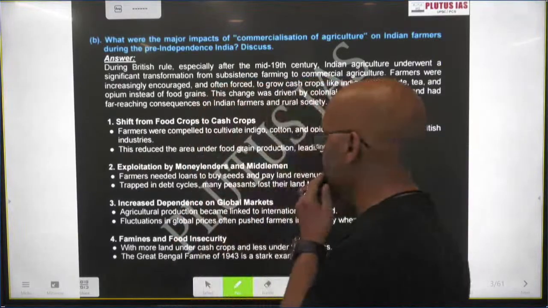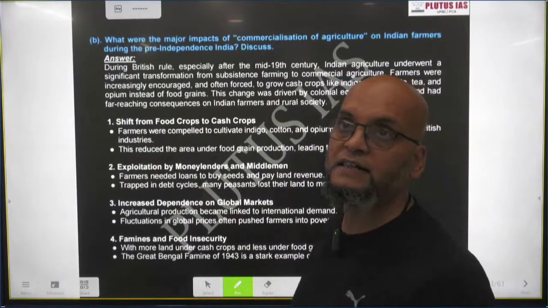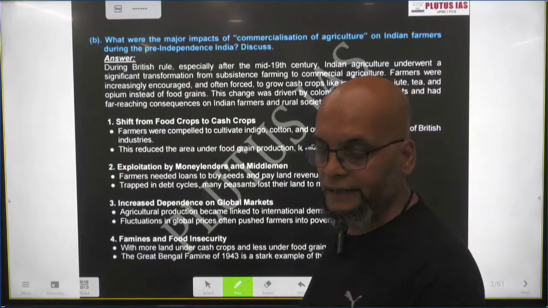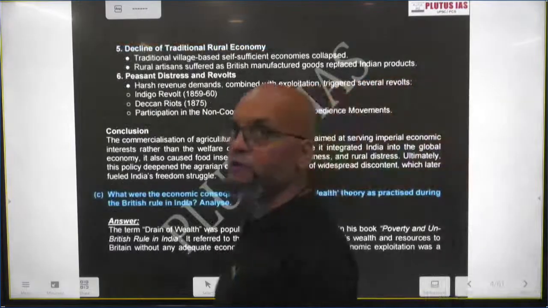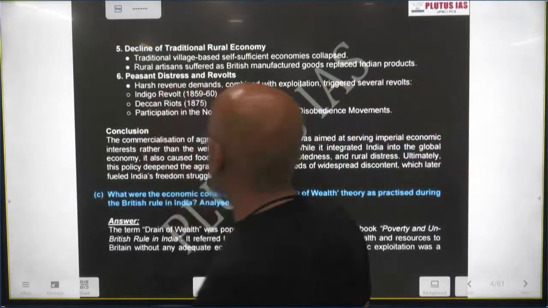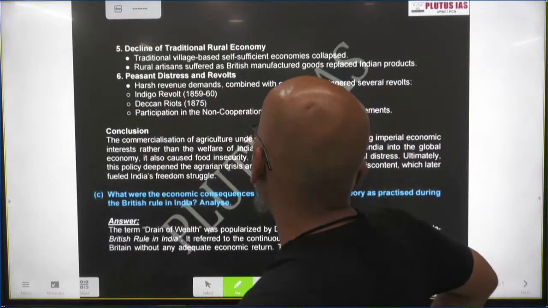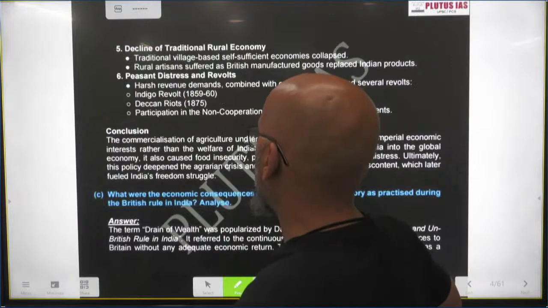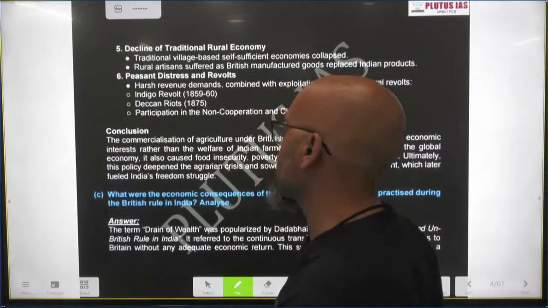The Great Bengal Famine of 1943 is a stark example of this crisis where millions were killed. Okay, and Churchill was mainly held responsible for it. Then decline of traditional rural economy. Traditional village-based self-sufficient economies collapsed. Rural artisans suffered as British manufactured goods replaced Indian products.